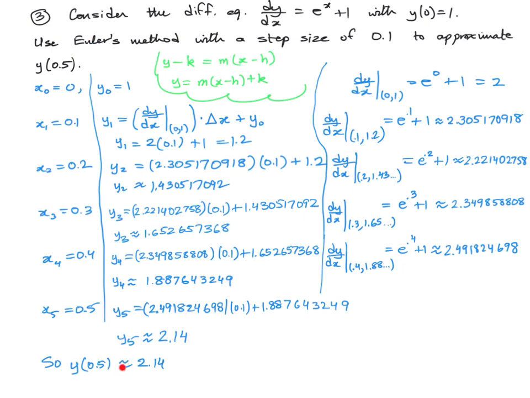Now, this approximately equal is not just about the rounding, but it's also about the fact that the method does not give you an exact answer. It just gives you an approximation.